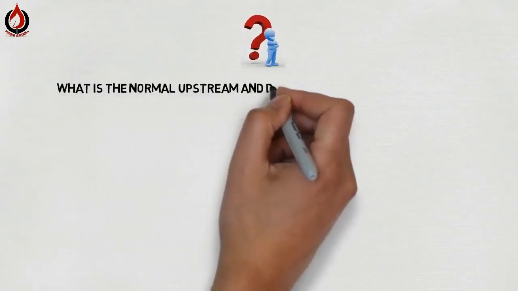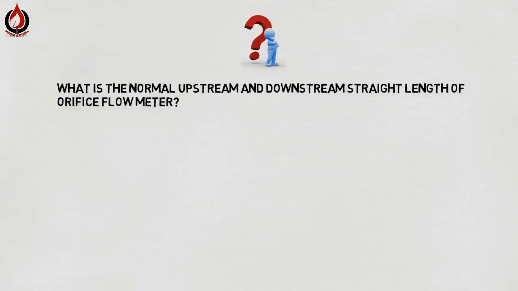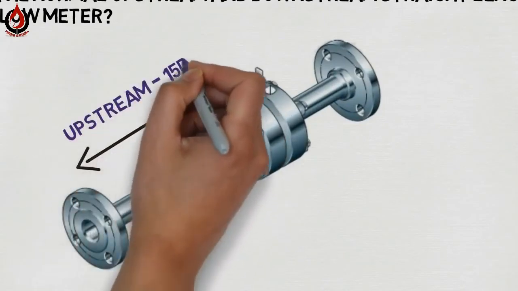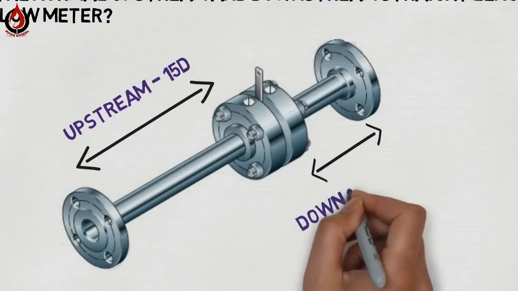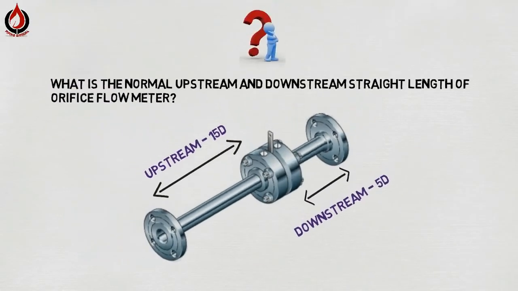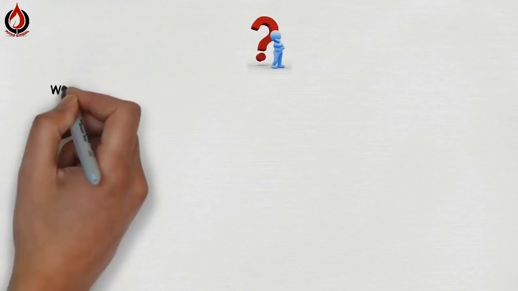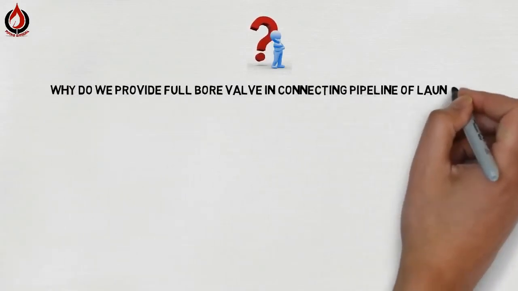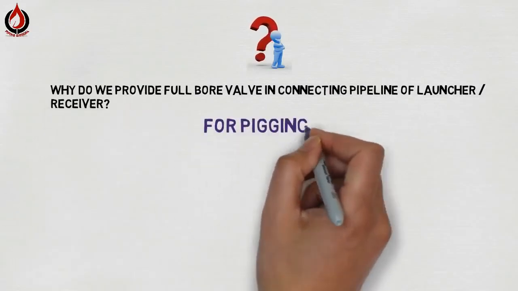What is the normal upstream and downstream straight length of an orifice flow meter? Upstream is 15D, D is the diameter. Downstream is 5D. Why do we provide a full bore valve in the connection pipeline of launcher and receiver? For pigging.